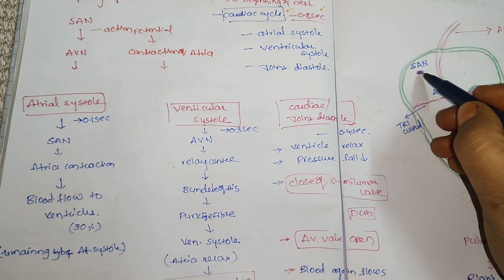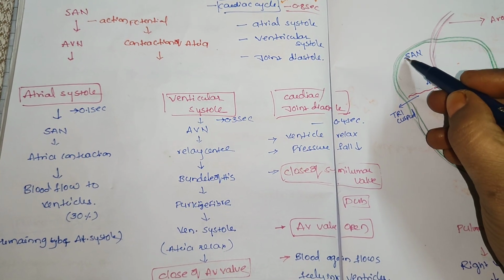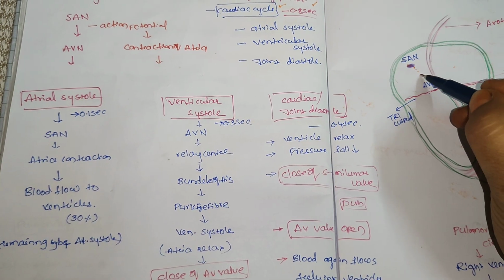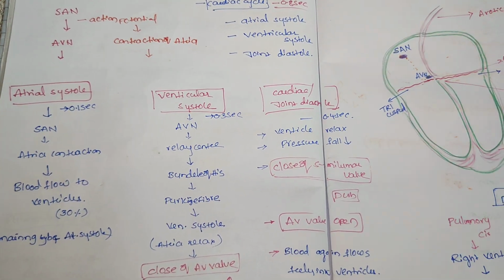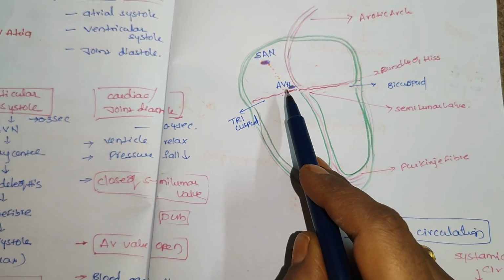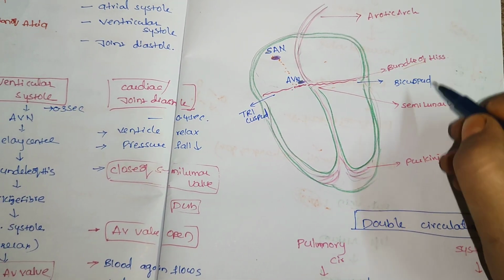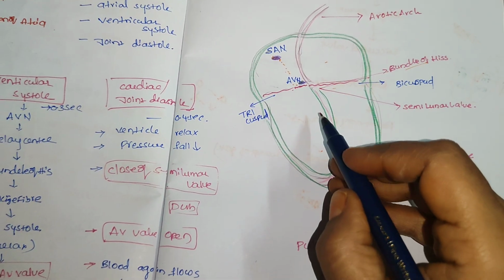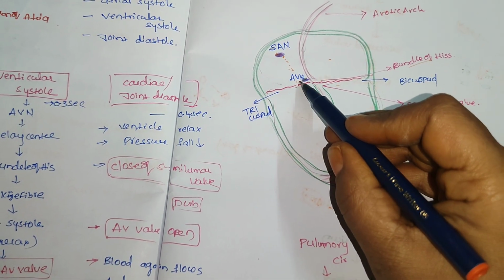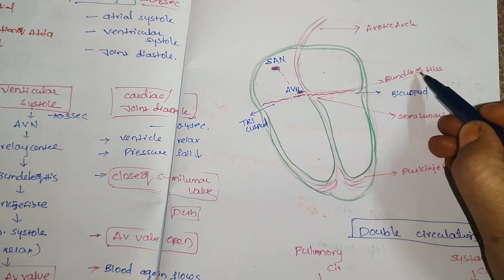Already I mentioned S for start. At the sino-auricular node, the action potential starts, starting the impulses. Then it reaches the AVN. Here we have to remember the terms: SAN to AVN, AVN to bundle of His. Bundle of His is the connection and structure, and it is divided; it starts from the AVN to the left and right ventricle part. That is the bundle of His.